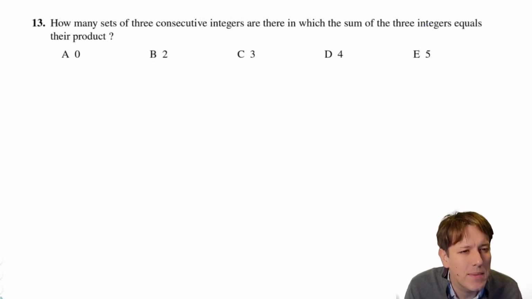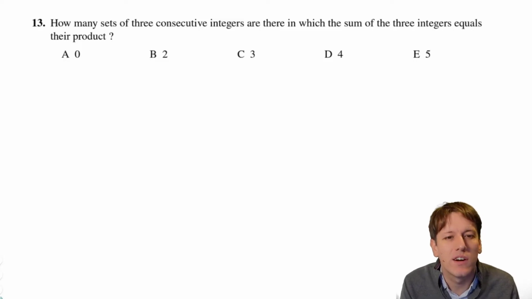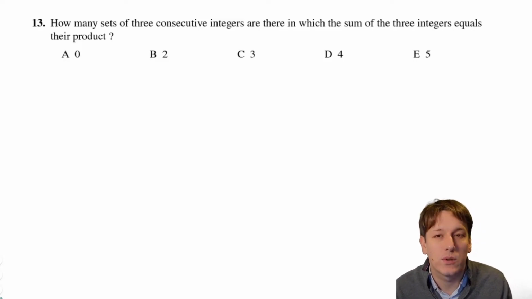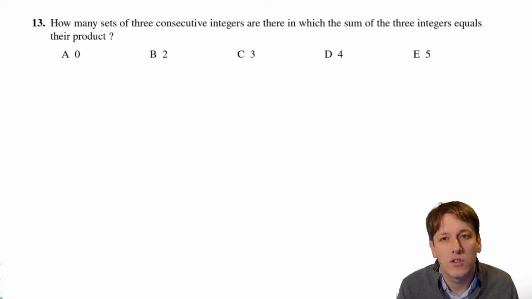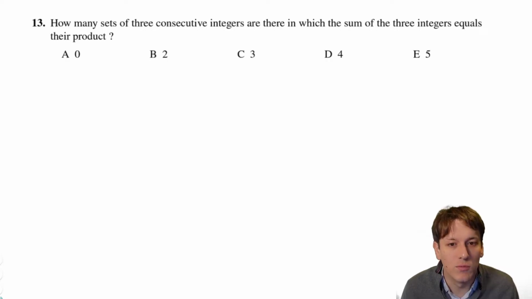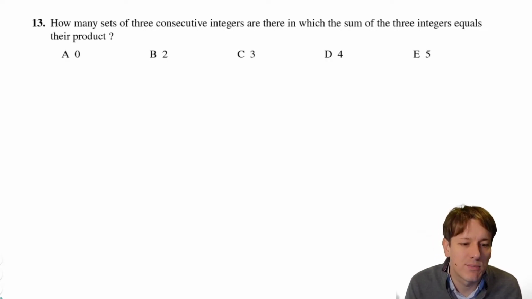So we want to find how many sets of 3 consecutive integers there are in which the sum of the 3 integers equals their product. Now, you might get a little way with trial and error here. You might find some answers, but the only way we're really going to be sure we've got them all when we've got them is to do this algebraically.